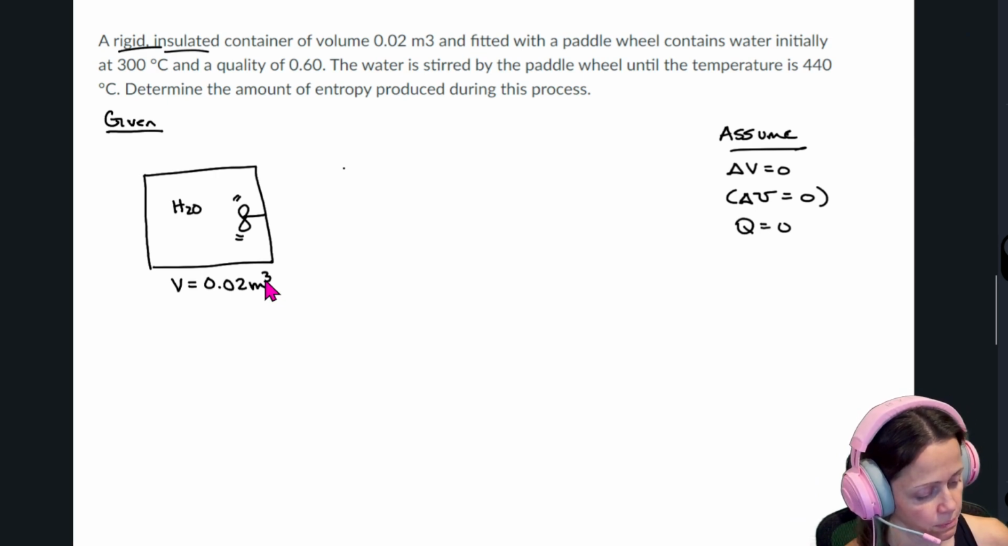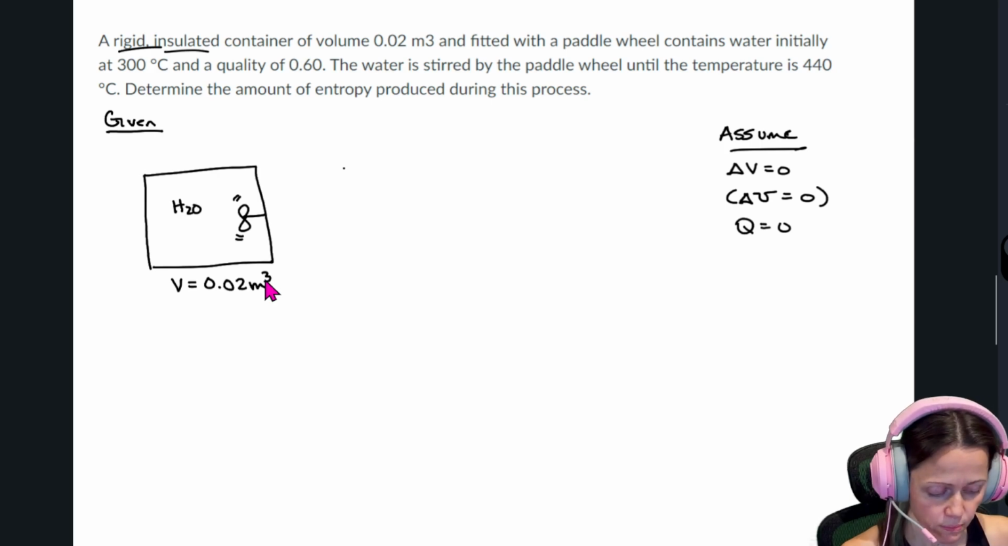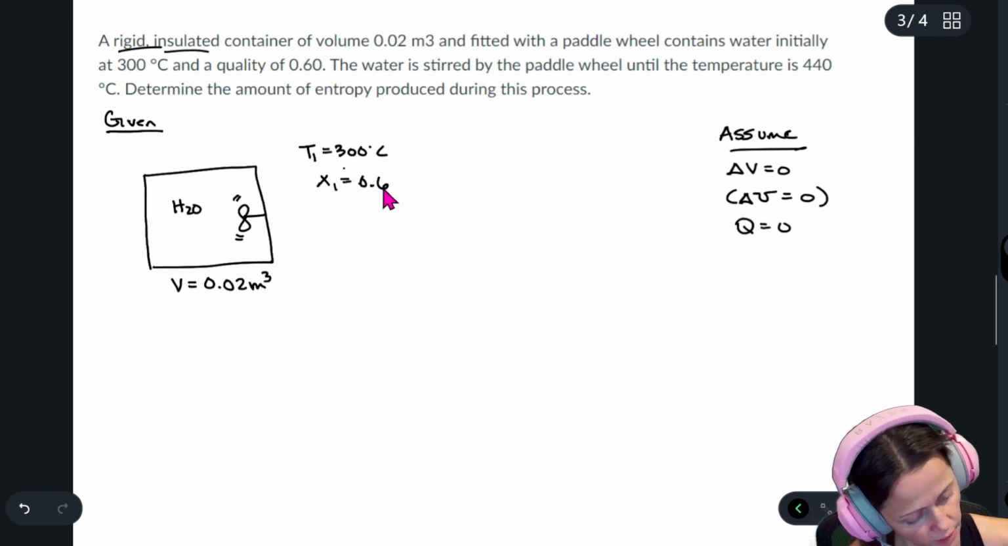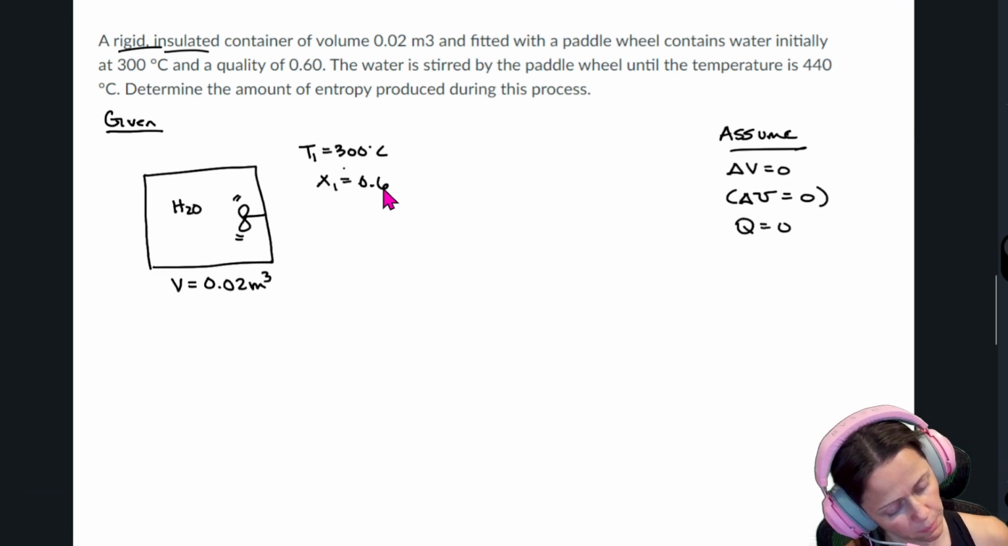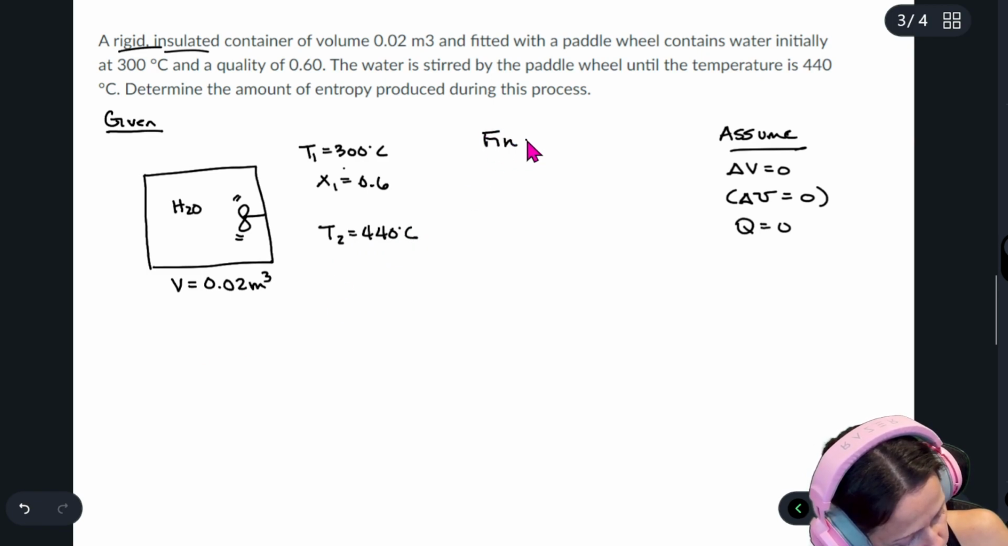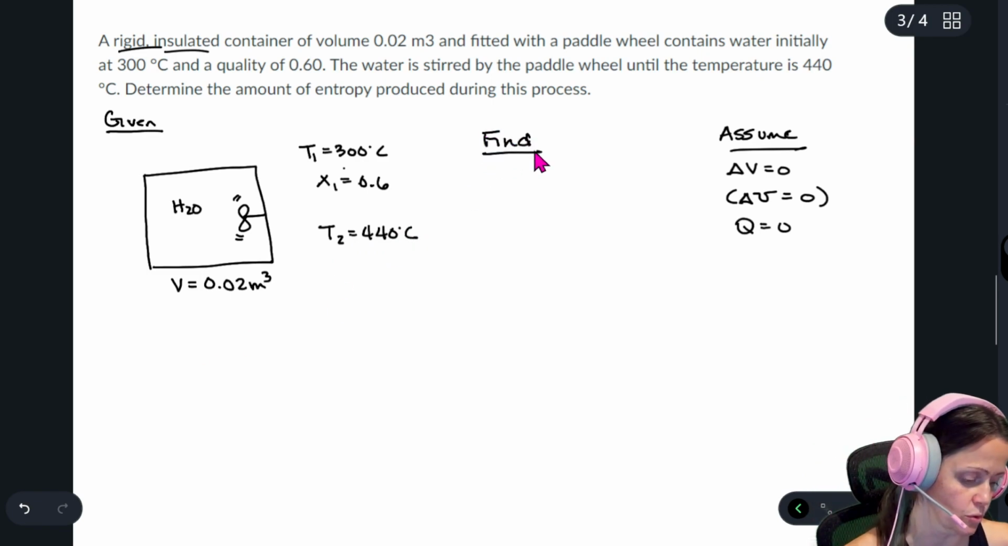It's fitted with a paddle wheel and contains water initially at T1, 300 degrees Celsius, and a quality of 0.6. And then the water is stirred by the paddle wheel until we reach a temperature of 440 degrees Celsius. And we are supposed to find the amount of entropy produced during this process.